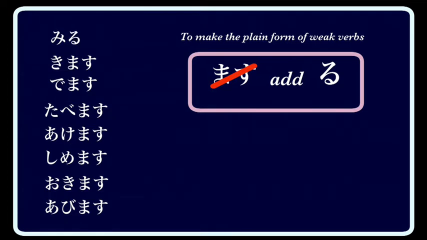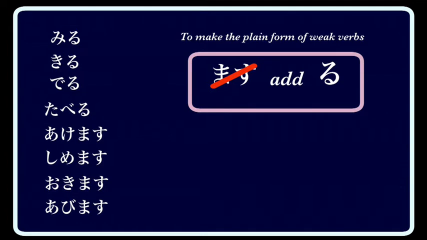Terebi o mimasu, I watch TV. Terebi o miru, I watch TV. Kiru, to wear. Seifuku o kimasu, I wear my uniform. Seifuku o kiru, I wear my uniform in the plain form. Demasu becomes deru. Uchi o deru, to leave the house. Tabemasu becomes taberu. Keiki o taberu, I eat cake.